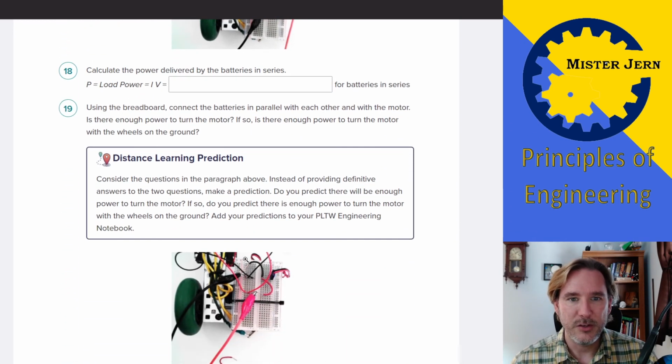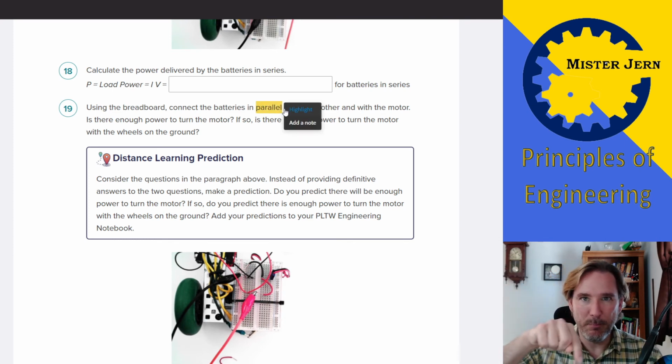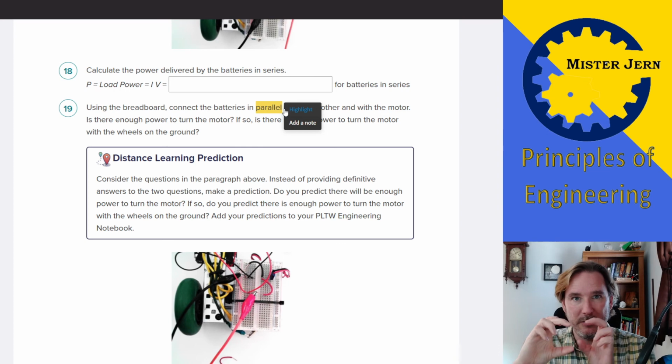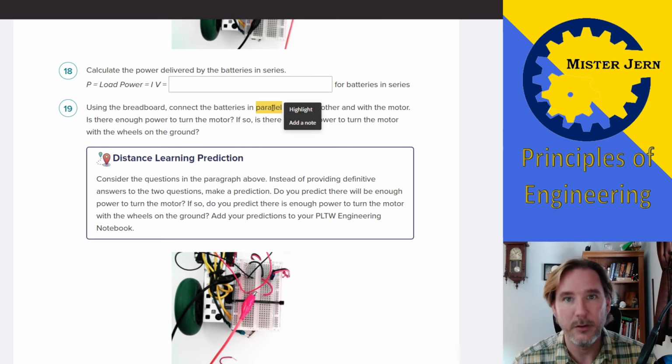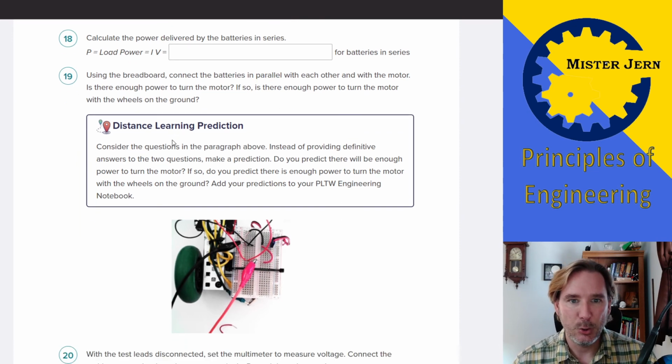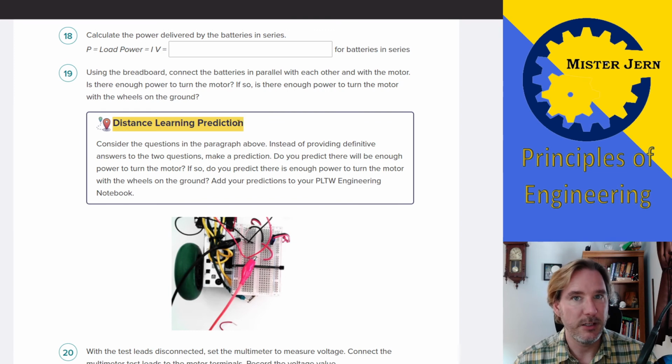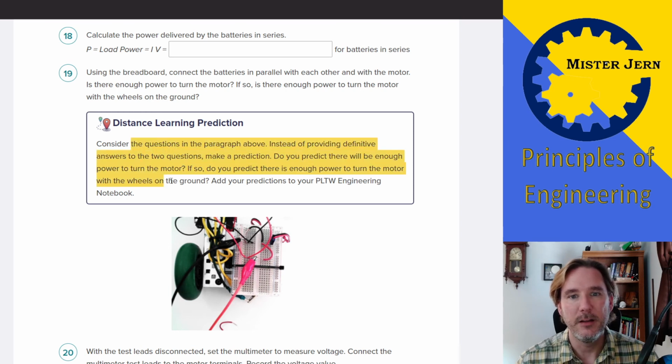So starting at question 19, we're going to connect those batteries in parallel, with each other. Instead of the electricity going through both of them, we have the two batteries next to each other, both pushing with their electrical voltage. You're going to make a distance learning prediction. So in your engineering notebook, write distance learning prediction, and then make your predictions based on the questions in this box.